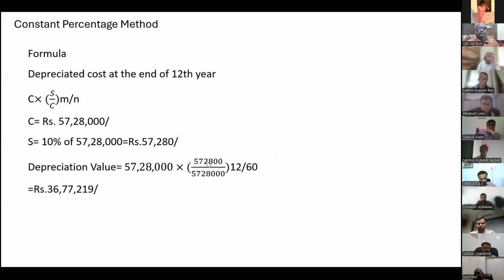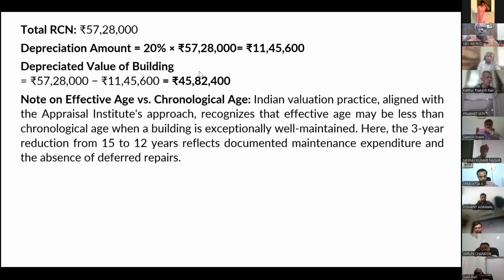So 57,28,000 into 5,72,800 divided by 57,28,000 raised to power 12 upon 60. The value comes out to be 36,77,290. So it is somewhat lower than the value which you calculate with straight line method.